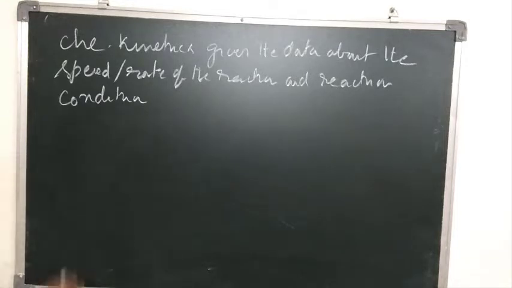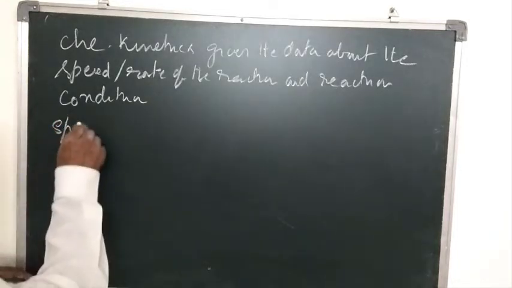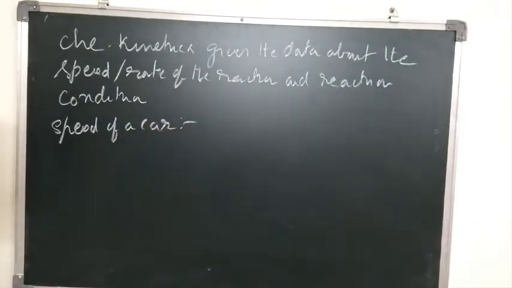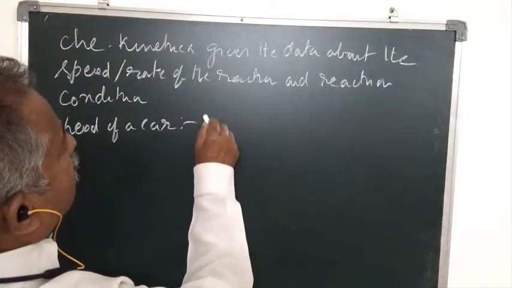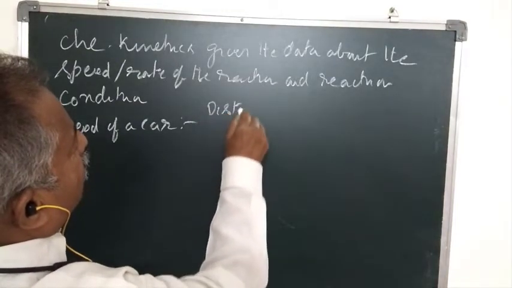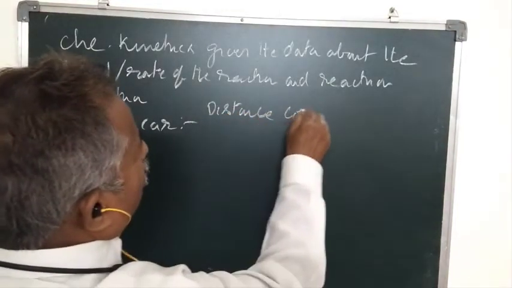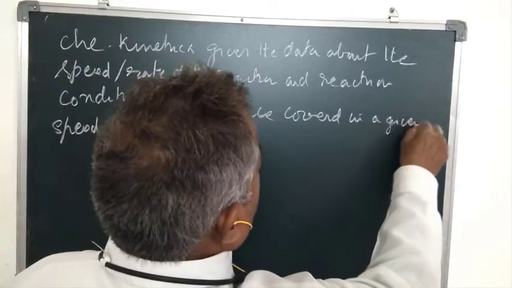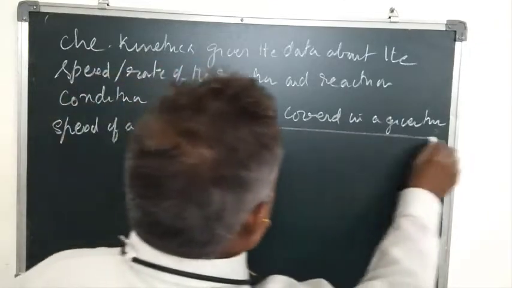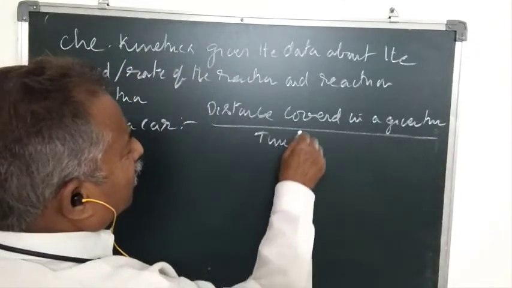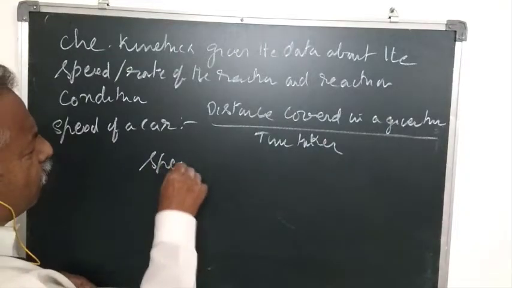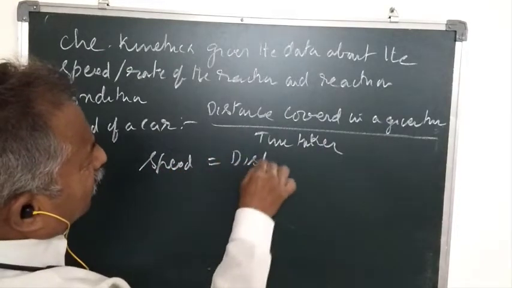Now, how do we define the speed? Let us take in general the speed of a car. How do we calculate the speed of the car? This is distance or displacement, the distance covered in a given time, divided by the time taken. Therefore, speed equals distance by time.